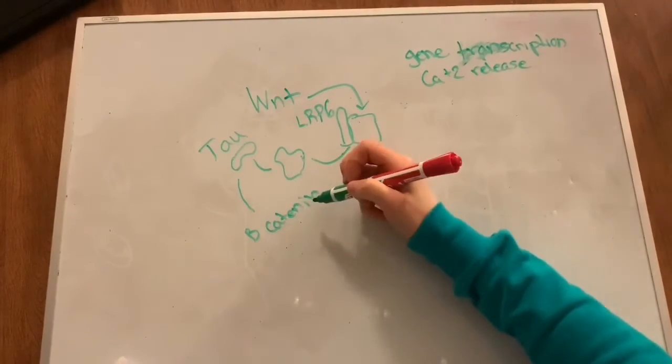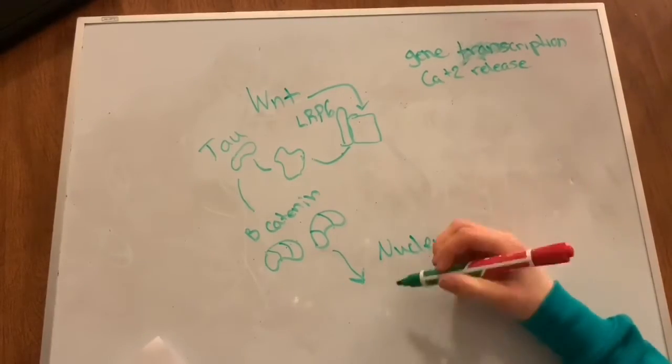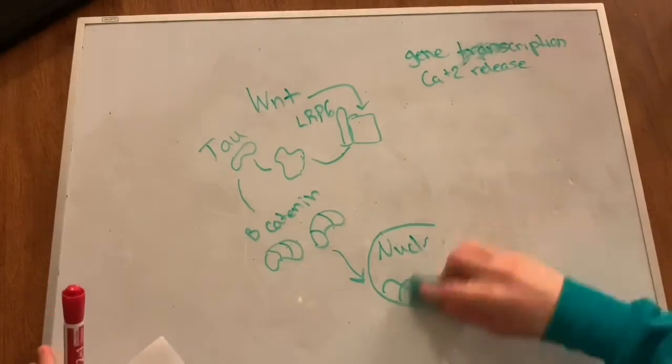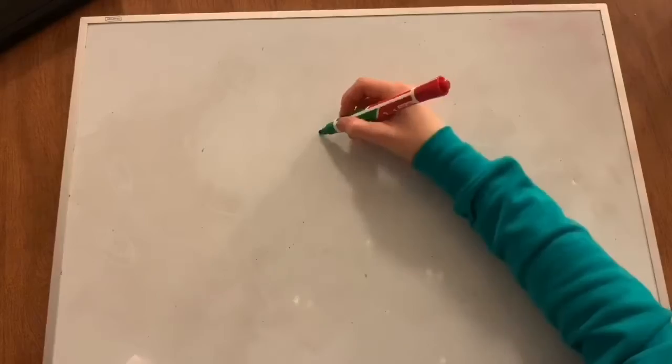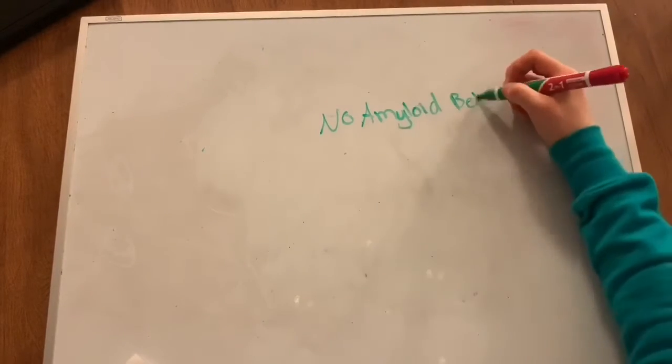There is no hyperphosphorylation of tau, and the beta-catenin protein sends signals to the nucleus that lead to the transcription of Wnt genes, which regulate cell life. Amyloid beta peptide is not produced, so there is no buildup of amyloid plaques.